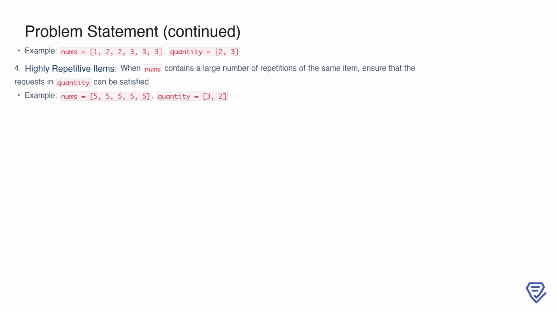For example, if nums equals 1, 2, 2, 3, 3, 3, and quantity equals 2, 3, we can distribute two 2s to satisfy one customer and three 3s to satisfy the other. In another scenario, if nums contains many repetitions of the same item, it becomes crucial to check whether those repetitions are sufficient to meet the requests. For example, with nums equals 5, 5, 5, 5, 5, and quantity equals 3, 2, we can use three 5s for one customer and the remaining two 5s for the other, making the output true.